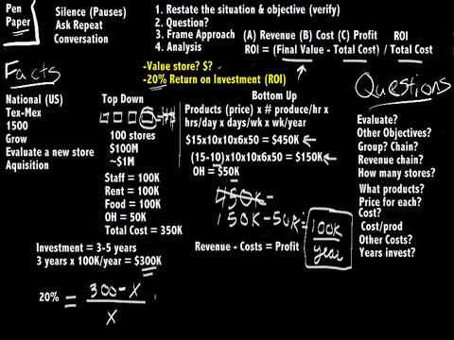So this is the formula. This is how I would set it up. This is our return on investment, 20%. That's what we wanted. And if we solve for X, in this case, we end up with 250K as the total cost that we are willing to pay for a return on investment.